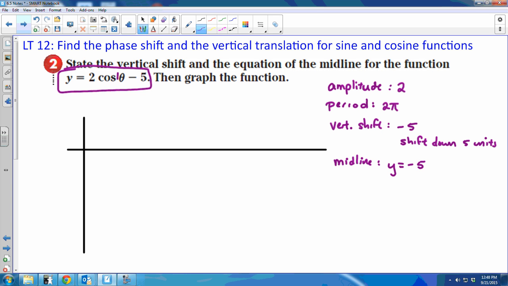Yes? Any questions? All right. Well, the vertical shift is h, and the midline is y equals h, so yes. Any questions, though, about finding the vertical shift? All right. Then on the next page of your note sheet.